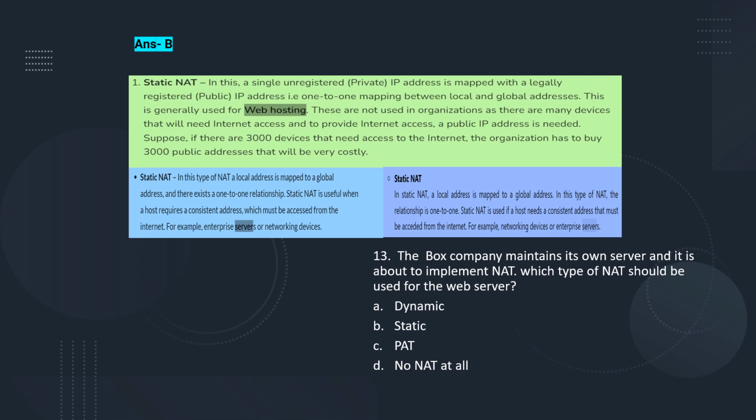And here I have pasted three links, and you can see clearly that every link mentions that it is generally used for web hosting. It also gives the example that for enterprise servers and networking devices we can use static NAT. So the answer should be static NAT, and the answer is B here.